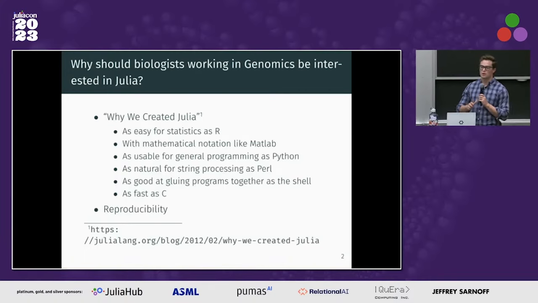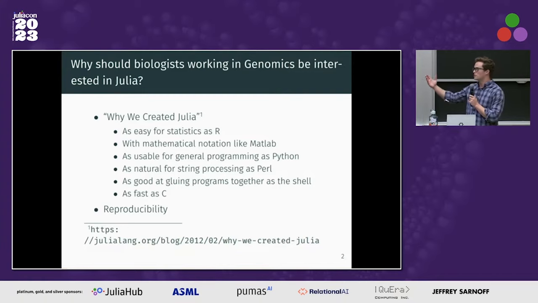So first, I wanted to frame why biologists working in genomics should be interested in Julia. I thought that the Why We Created Julia blog post was a great reason for that, and it really sells the point to a lot of these biologists, because they've all worked in various languages at some point. They've used R, which is easy for statistics, MATLAB, Python, Perl, shell, maybe C, for example, in some of the finer tools that are trying to have some more speed. So just a ton of different languages going on here is really the issue.